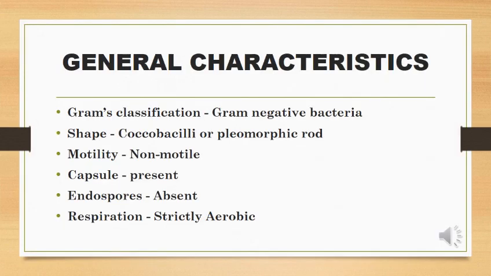General characteristics: Francisella tularensis is a gram-negative coccobacillus or pleomorphic rod. It is a non-spore-forming, non-motile, fastidious bacterium. It is strictly aerobic in nature. The capsule is present in Francisella tularensis.